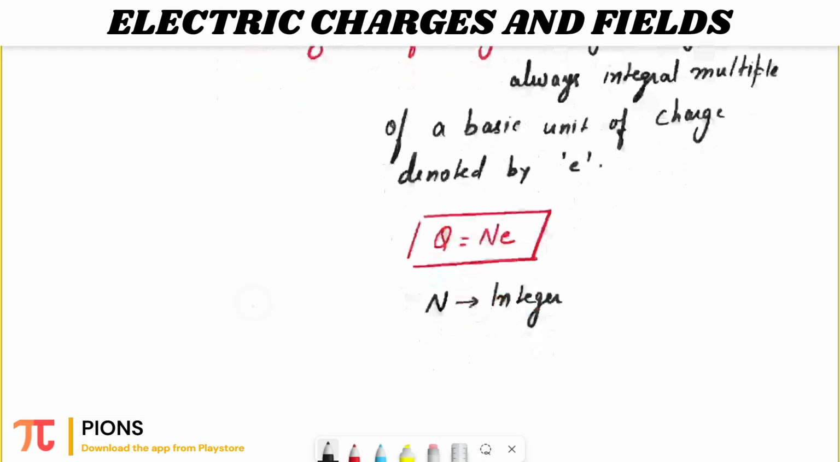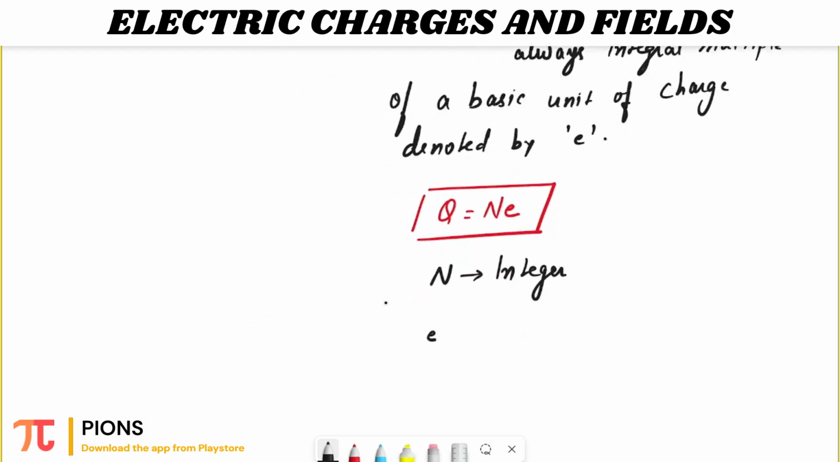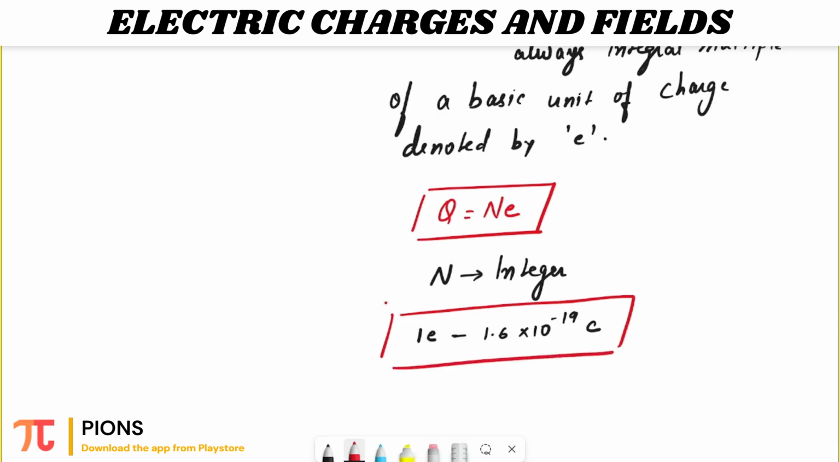Sir, what about e? What is e? So e is the basic unit of electronic charge. And what is the basic unit of electric charge? The charge of an electron. What's the charge of an electron? 1.6 into 10 to the power minus 19 coulombs. Now be very careful. Charge on one electron is how much? 1.6 into 10 raised to minus 19 coulomb. That's the charge on one electron.